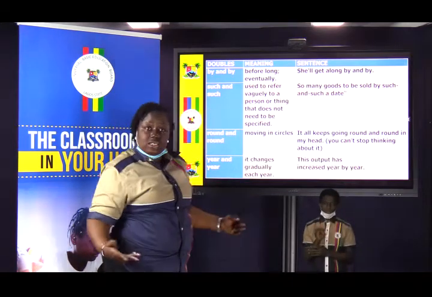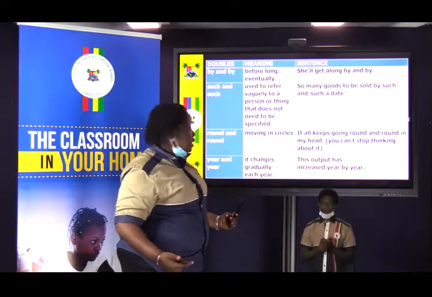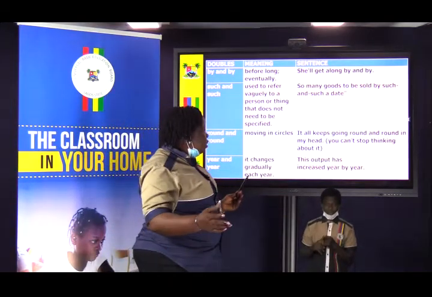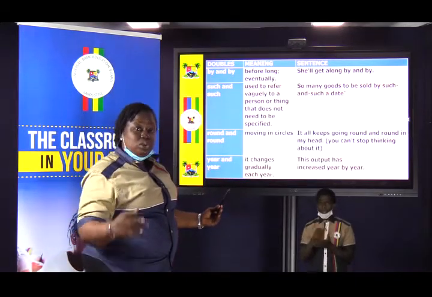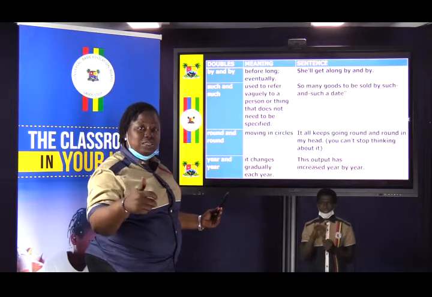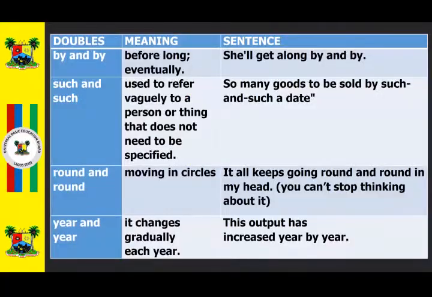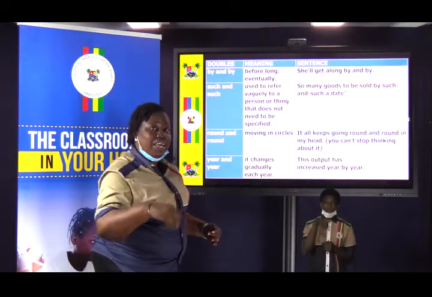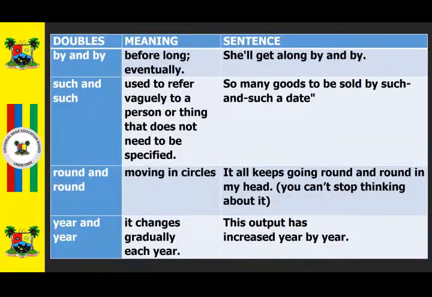Another example is such and such. What does this mean? We use this to refer vaguely to a person or thing that does not need to be specified. You want to refer to something or a person that you don't want to specify. You can say such and such. We have so many goods to be sold by such and such a date, because you don't want to specify that particular date. The word that has been doubled here is such.